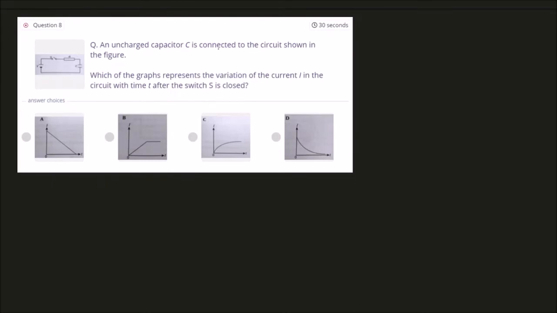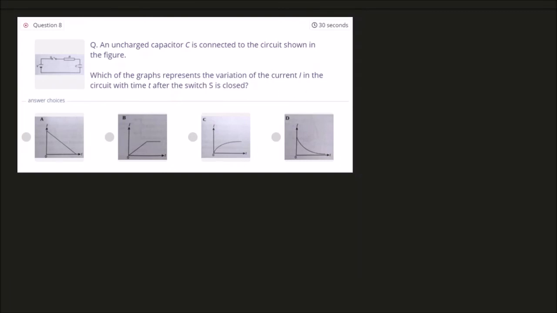Question 8. An uncharged capacitor C is connected to the circuit shown in the figure. Which of the graphs represents the variation of the current in the circuit with time after the switch is closed? Okay, so this is a previously uncharged capacitor. Then you connect it to a circuit with a battery. You are connecting it to a charging circuit basically. So when you close the switch, the charging process starts and the time starts at the same time. What they ask for is the change of the current with time.